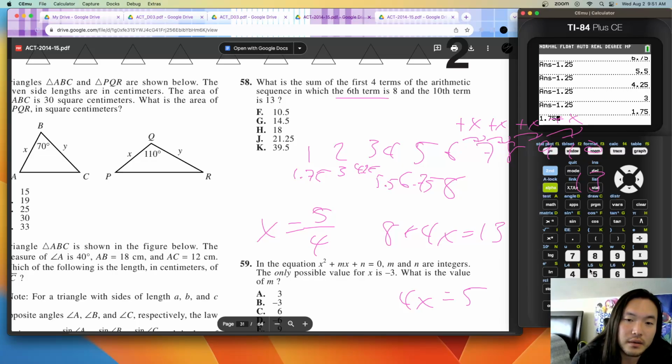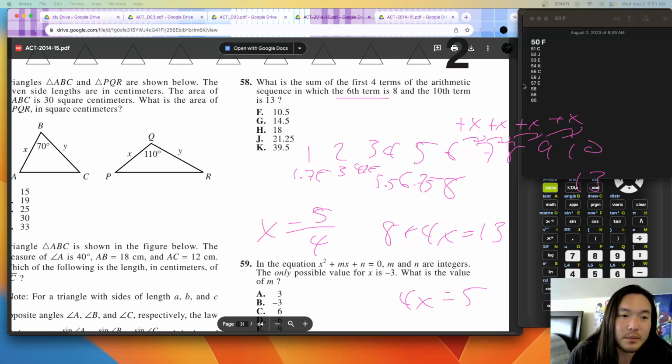1.75 plus 3 plus 4.25 plus 5.5. I'm getting 14.5. Yeah, definitely not the most elegant solution.